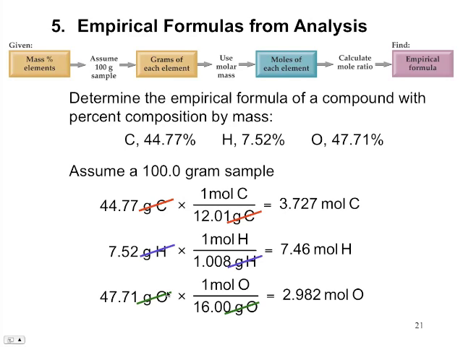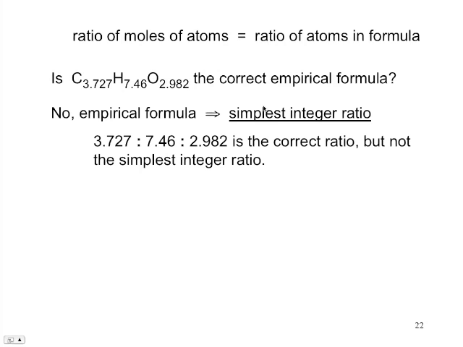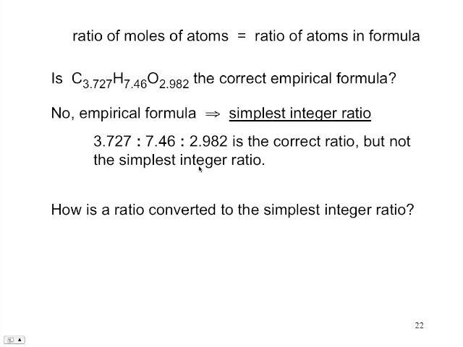Plugging these values into our calculator, we now have the following number ratios in our formula. So we could write a formula with these numbers, but is this the correct empirical formula? No, because the empirical formula describes the simplest integer ratio, right? So how can we go about getting the simplest integer ratio?